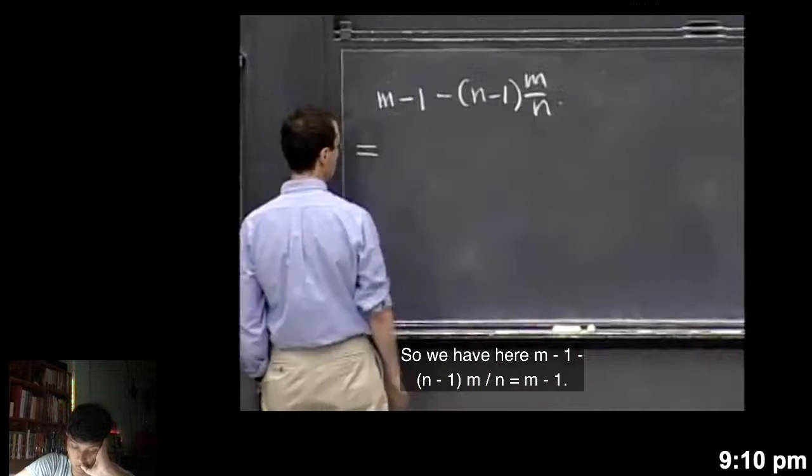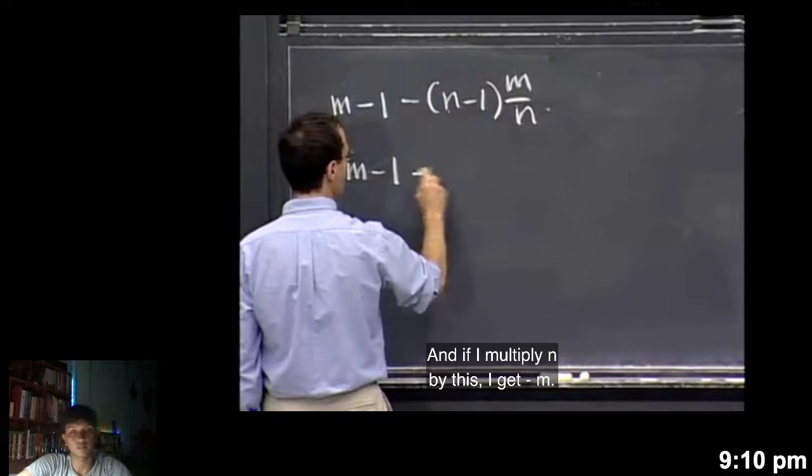And if I multiply n by this, I get minus m. And if the second factor is a minus minus, that's a plus, and it says a x to the a minus 1.